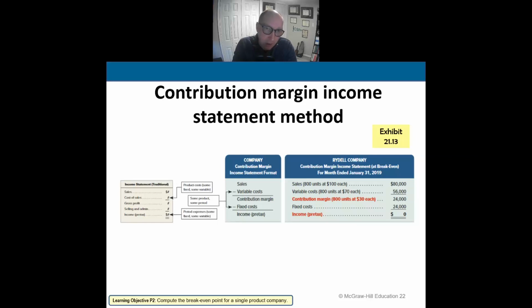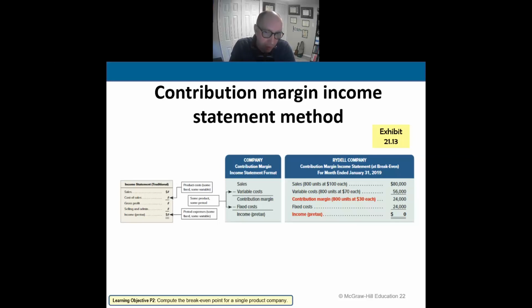again, is the formula method is absolutely the best method because it shows us in a very simple way how many units you need to sell, how much sales dollars you need to make to break even. Very easy. So this next method is called the contribution margin income statement method.